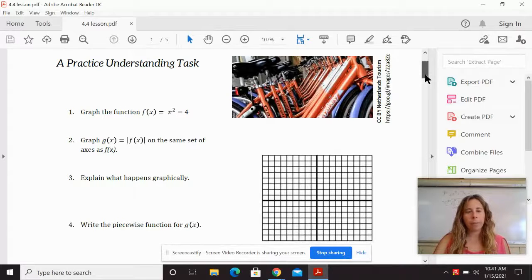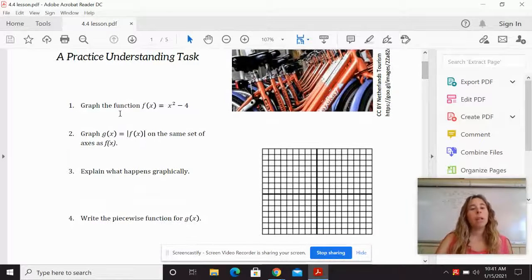So, 4.4, here we go. You need to graph the function f of x equals x squared minus 4. I guess one good thing about a video is you can pause me and you can skip ahead if you're good on a concept. So feel free to do that.